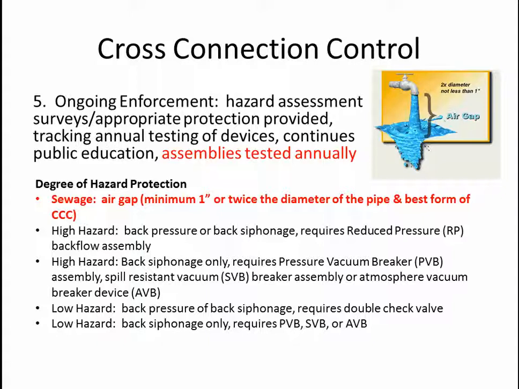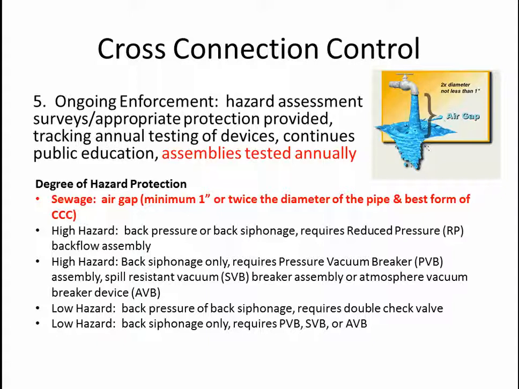These are just some examples of what the hazard is, and then what the required protection is for that hazard. If you have a sewage hazard, the required protection is an air gap, which is a minimum of 1 inch or 2 times the diameter of the pipe. That's the best form of cross-connection control for that type of hazard. For high hazards that are back pressure or back siphonage, we require the RP backflow assembly, which stands for reduced pressure. For high hazard that's just back siphonage only, we require the pressure vacuum breaker assembly, the spill resistant vacuum breaker assembly, or the atmosphere breaker device.